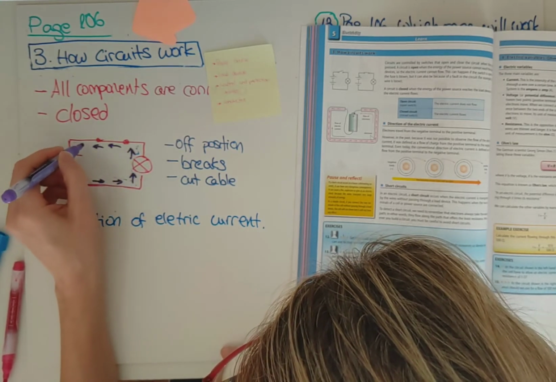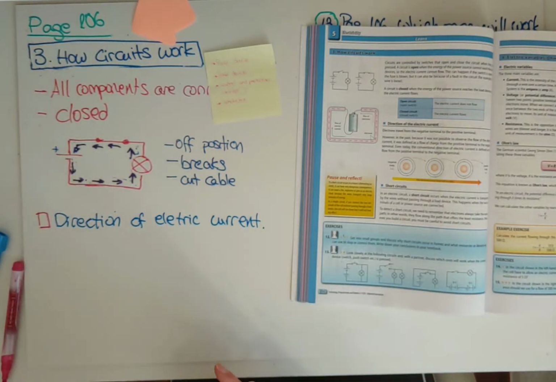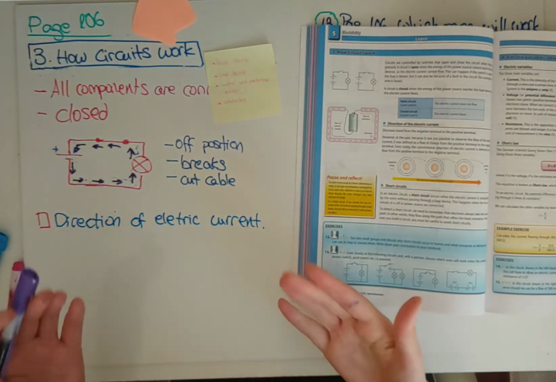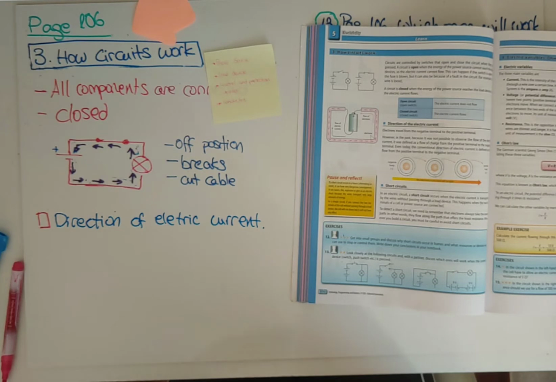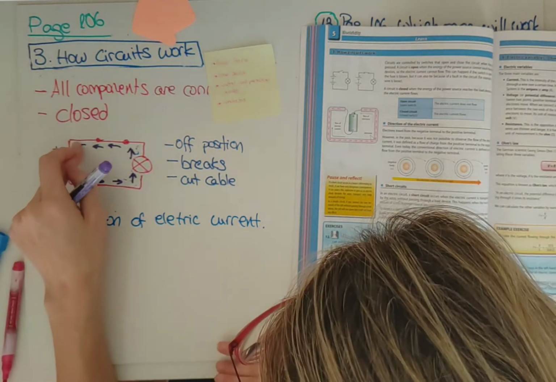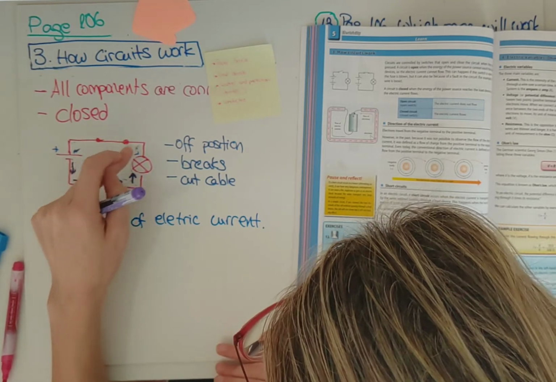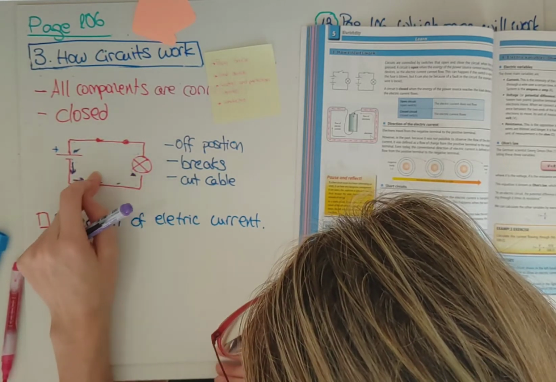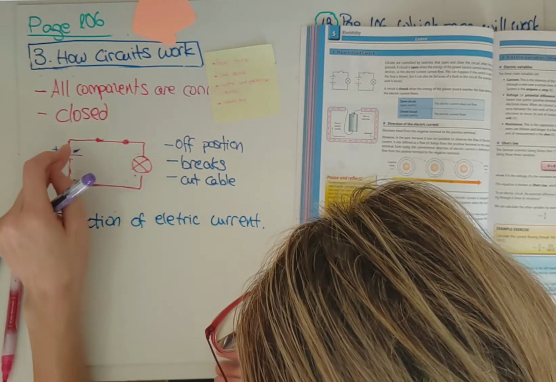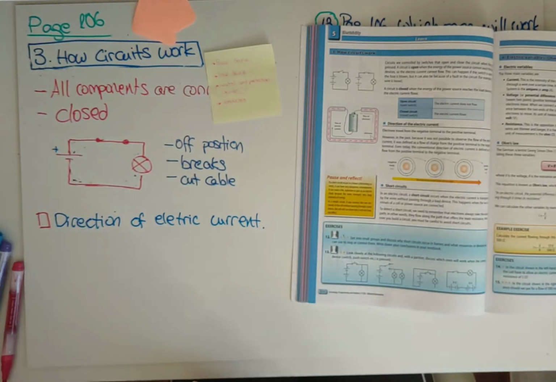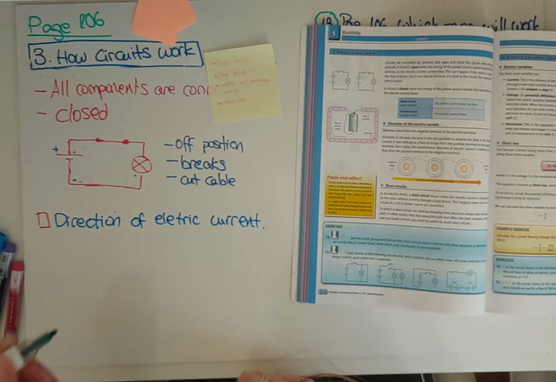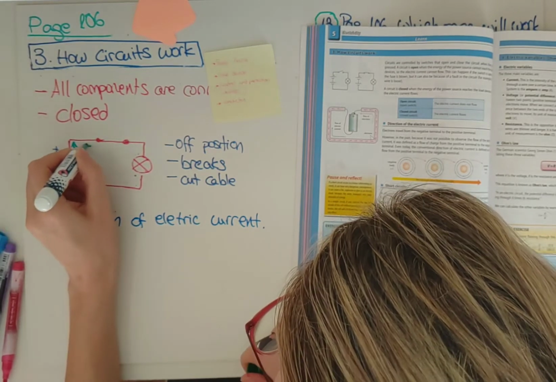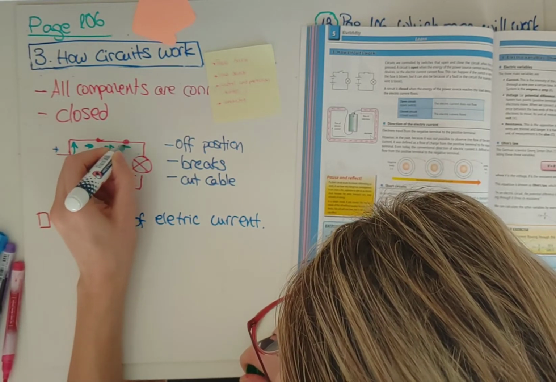to the positive. But in the past it was not possible to observe the flow of electricity, so nowadays we still use the conventional direction. The conventional direction is from the positive to the negative, okay?